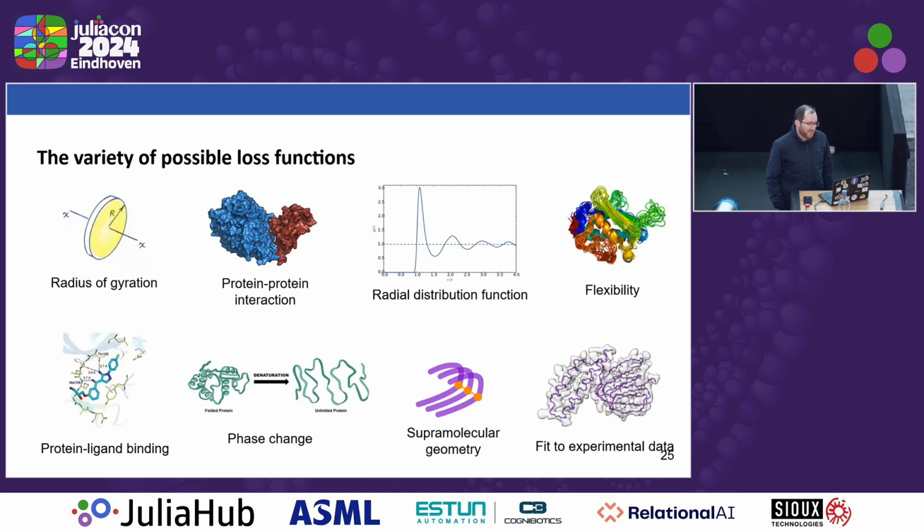And the reason this is appealing is because you have this huge variety of possible loss functions. I mentioned earlier that when you train machine learning potentials, you just train them on quantum mechanical data, forces and energies. But here you can train on pretty much anything you can obtain from the structure. So for instance, the radius of gyration, how compact things are, flexibility, whether certain regions of the protein move, how strong the binding is, and fit to experimental data, for instance, cryo-electron microscopy data.